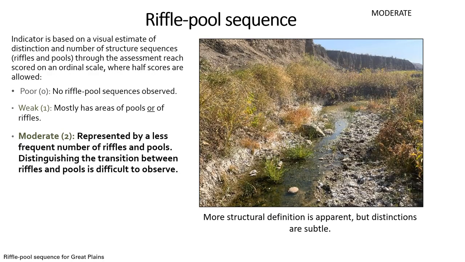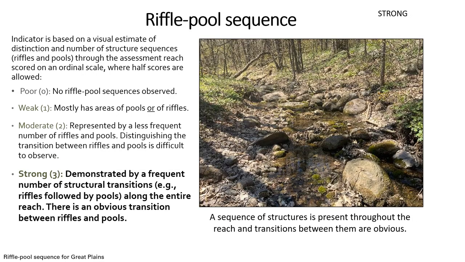Here you have a moderate score. The transitions between bedforms are not distinct, but there are multiple transitions within the reach and each bedform is identifiable. And finally, you have a strong score when there's a frequent number of structural transitions that are obvious between bedforms.